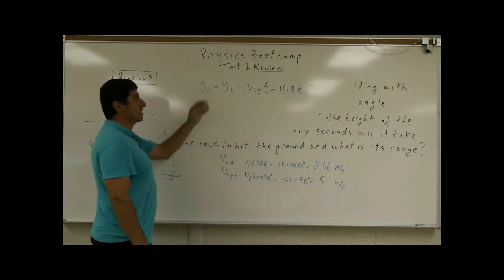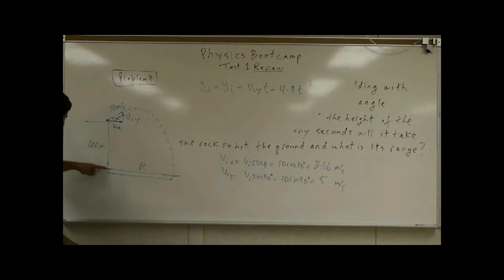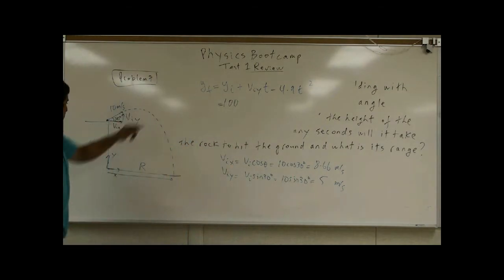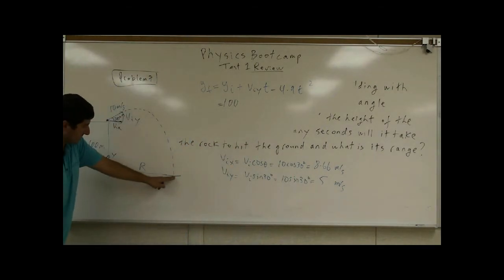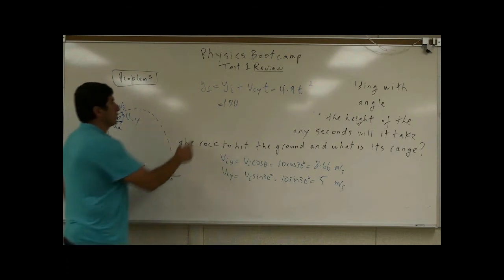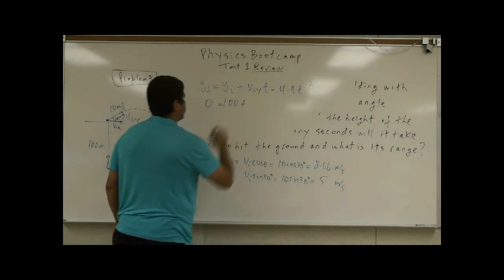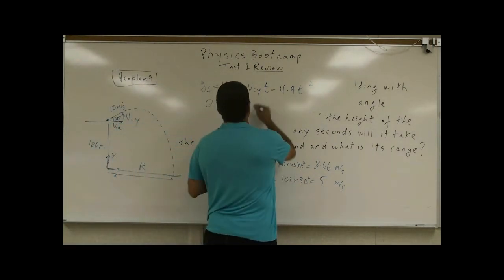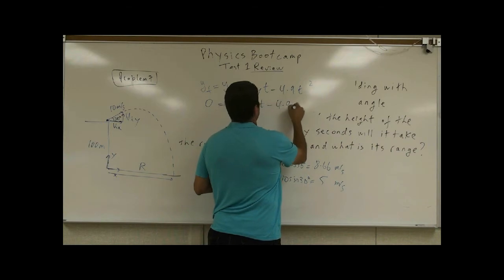Okay, what's my y initial, what's my y final? Well, you could put your xy coordinate either up here or down here, but it doesn't matter really. So if you put it down here, what's my y initial? Well, my y initial is 100, right? What's my y final then? Well, once the rock lands down here, the y final is 0, right? It's down here, so this one will be 0. What's my v initial y? Well, that one is what I have here, 5, minus 4.9 t squared.